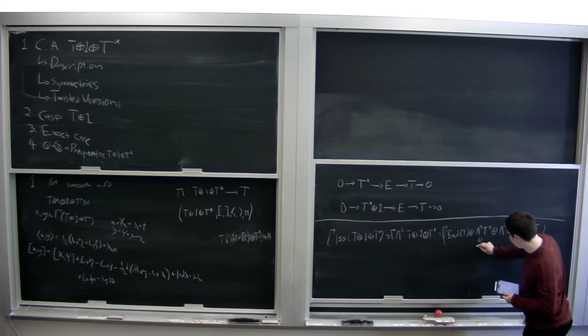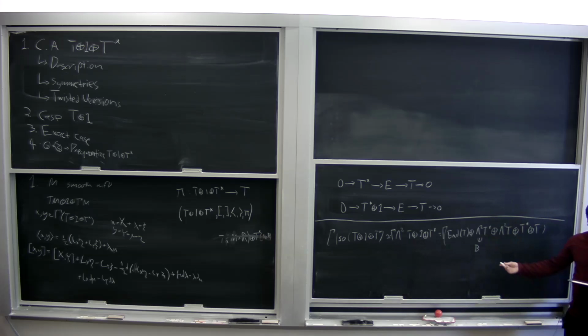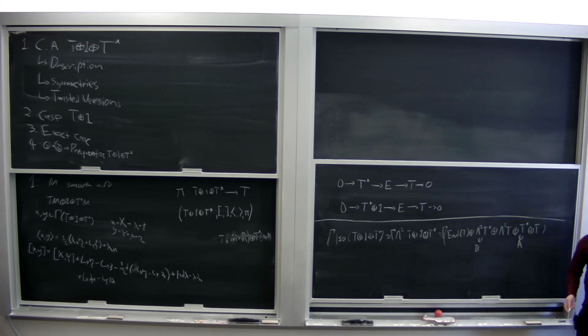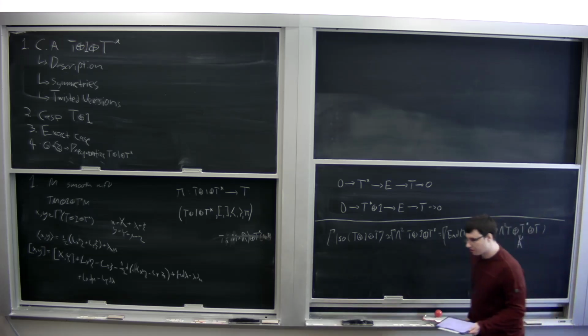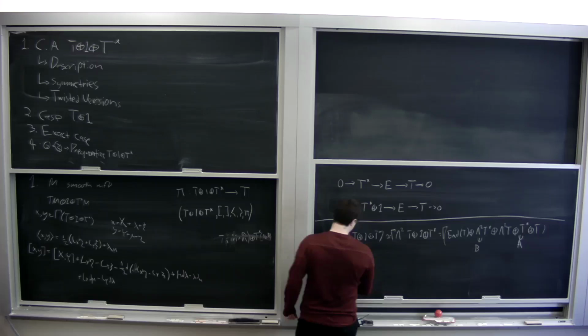In here we have the B fields. These are two forms, right? And these are a standard type of symmetry we see in the exact Courant algebroid case. And in here we have A fields, one forms. These are not seen in the exact case. This is something new.